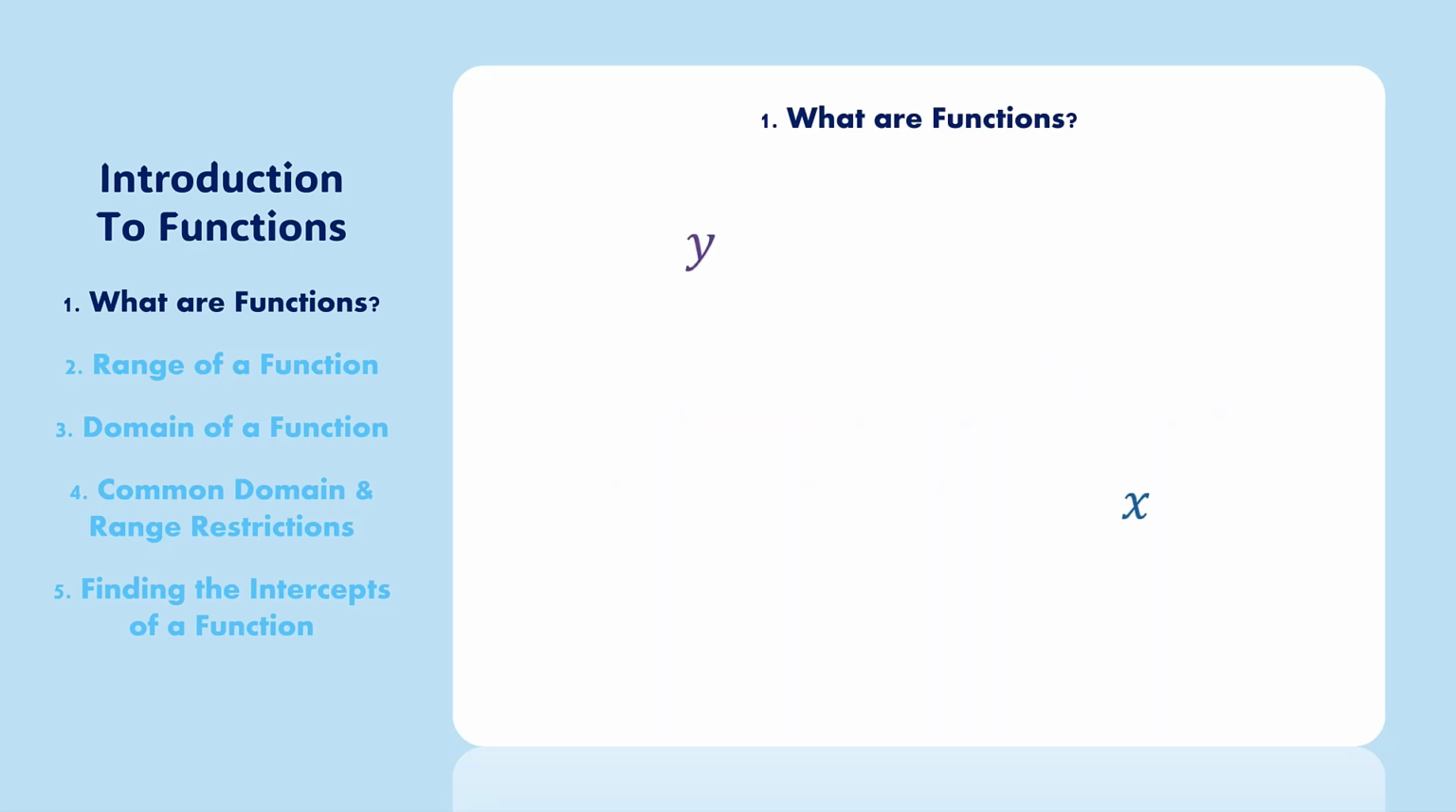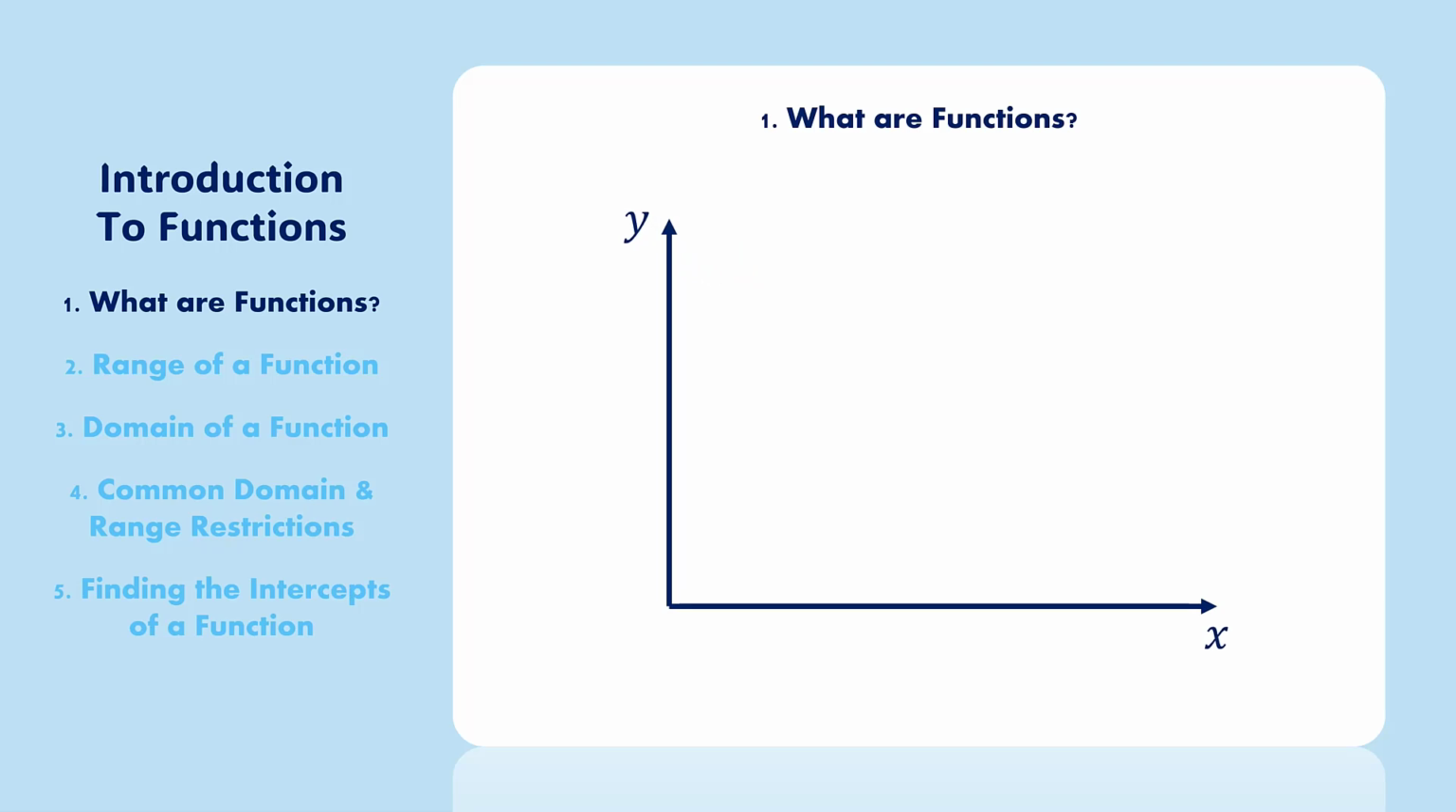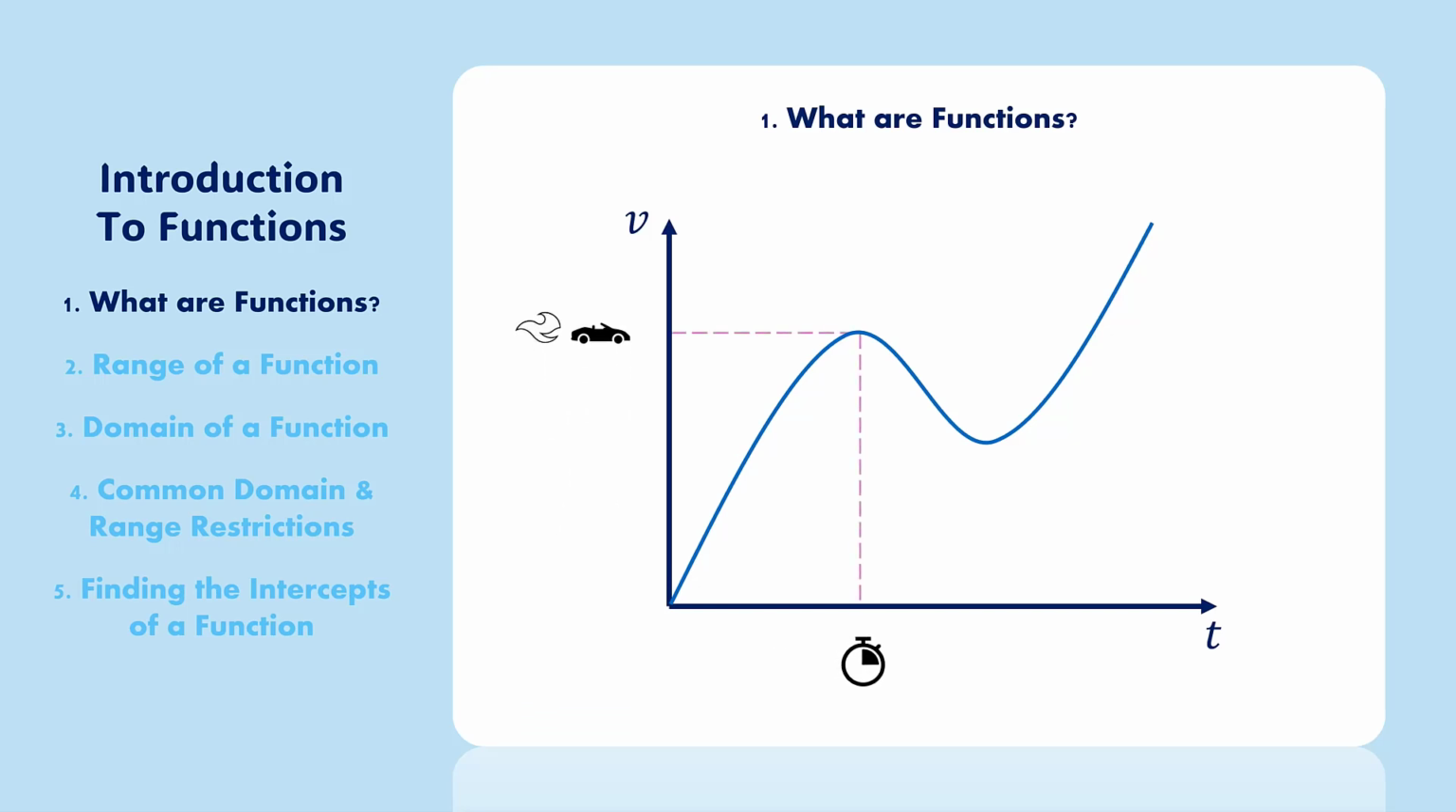On a set of axes, we place the independent variable on the horizontal axis and the dependent variable on the vertical axis. Consider this function, which represents velocity as a function of time. Here, time is the independent variable and velocity is the dependent variable. This setup indicates our interest in observing how velocity changes with respect to time, not vice versa.